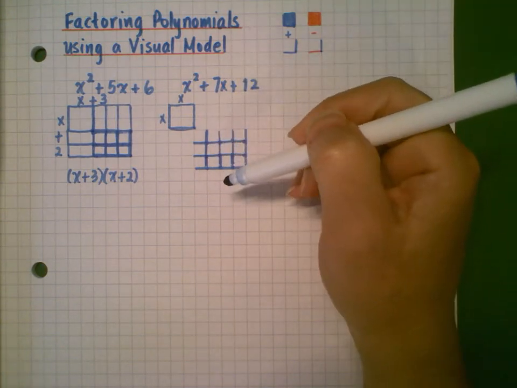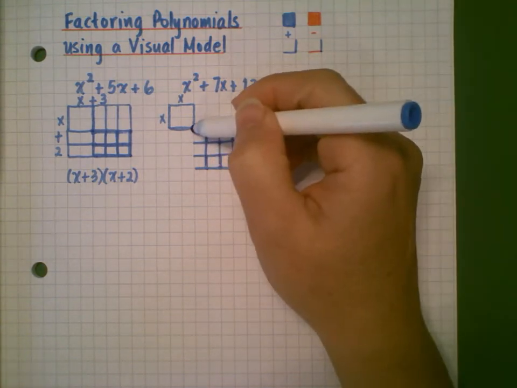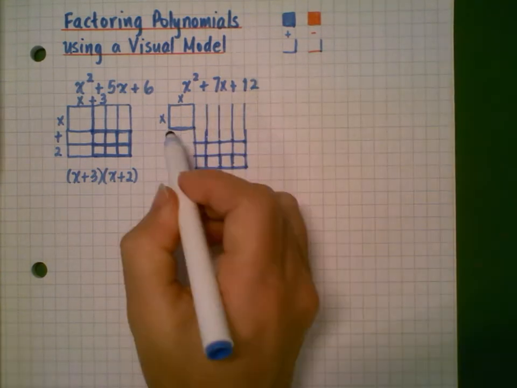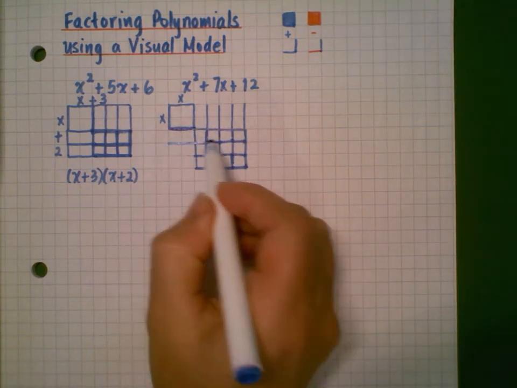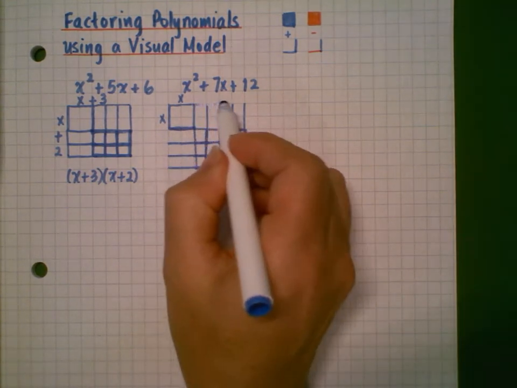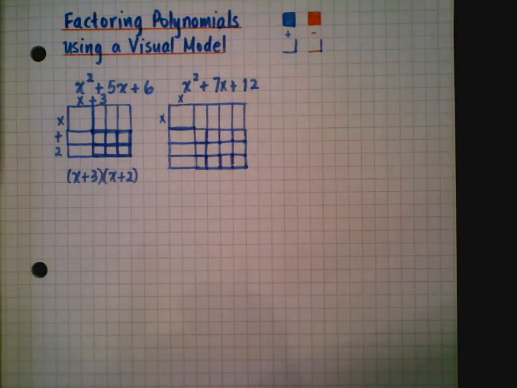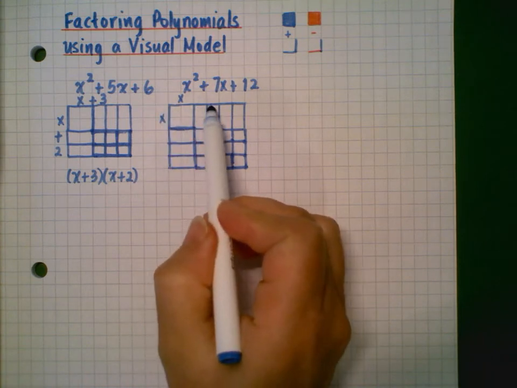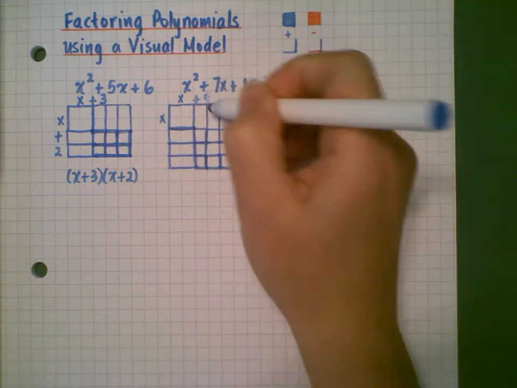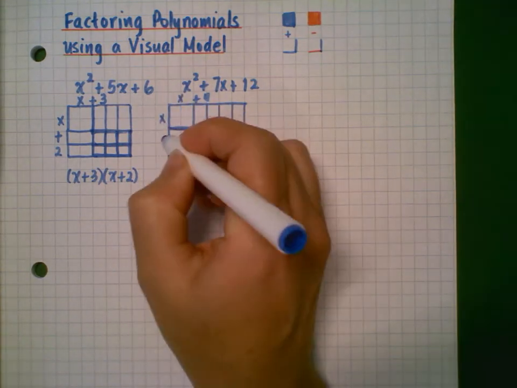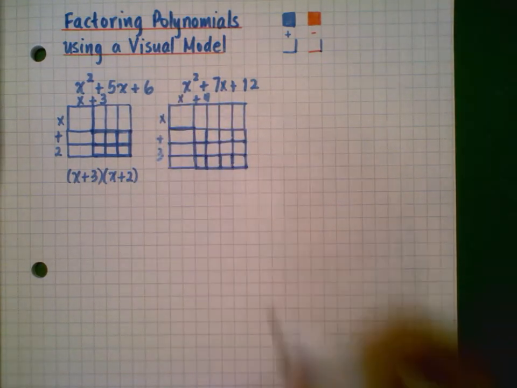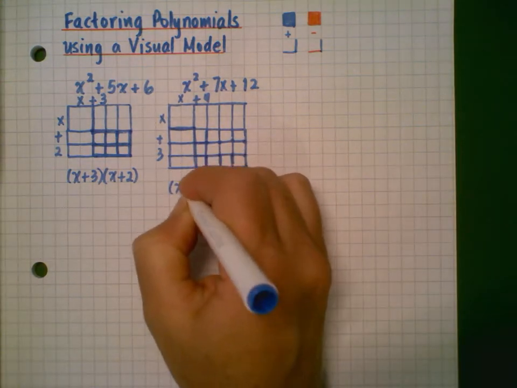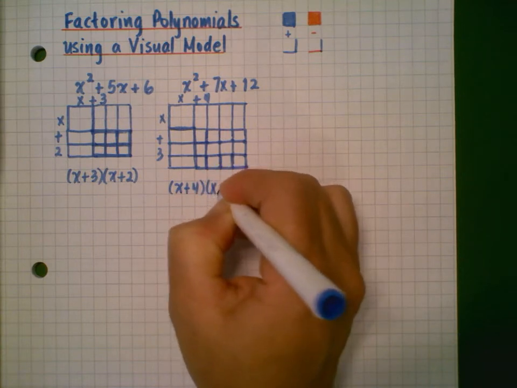Now I'm going to extend each of those lines that I've already got drawn to complete the rectangle. So extending horizontally, there. So what I've shown here, I've got x, this distance, and then 1, 2, 3, 4. And down this way is x, and then plus 3. So the factors of x squared plus 7x plus 12 are x plus 4 times x plus 3.